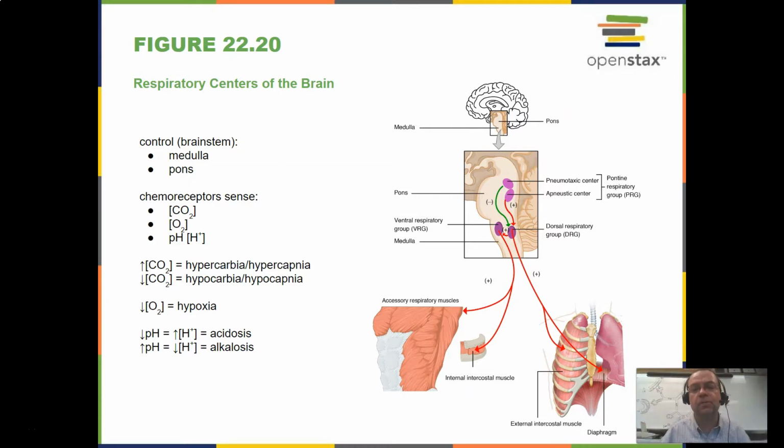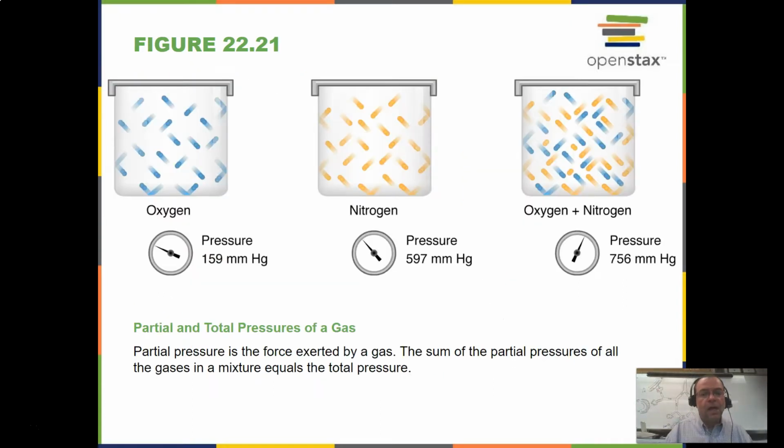The technical term we use for that is dyspnea, D-Y-S-P-N-E-A. P-N-E-A means air or to breathe. Dys means dysfunction. Okay. And lastly, we need to mention partial pressures.